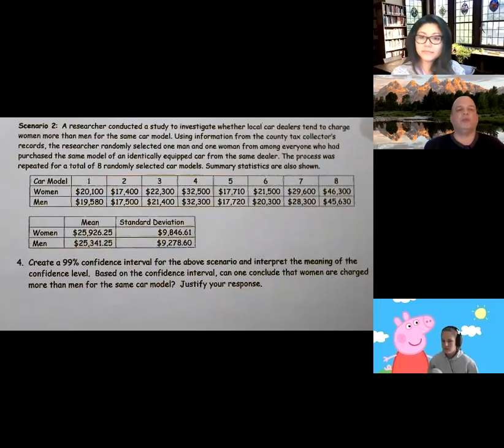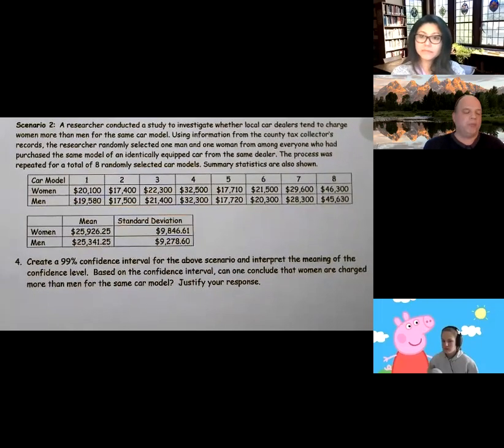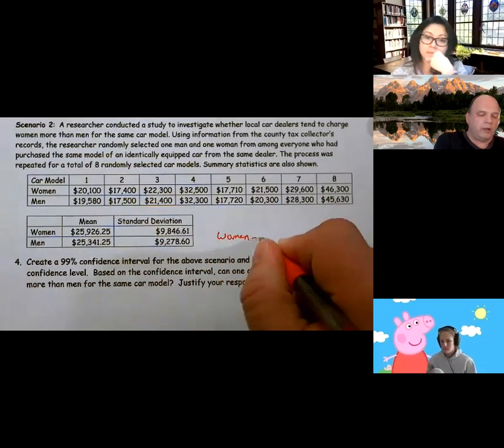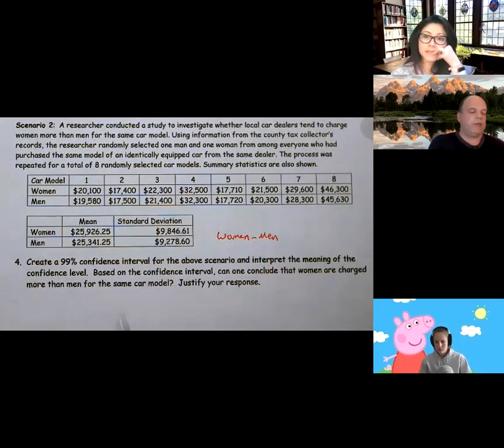All right, so we're continuing with scenario 2. We've already done the conditions and we've already defined it, and we made sure that we defined it as women minus men. I'm going to restate that part. We've input our data in L1 and L2, and it says create a 99% confidence interval for the above scenario.